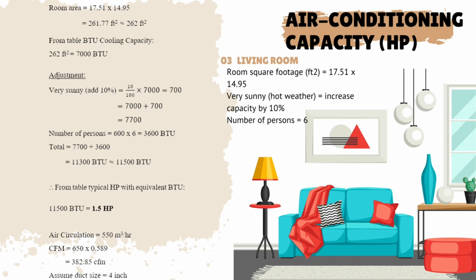For the installation in the living room, the area was 262 square feet and the BTU cooling capacity is 7000 BTU. For the adjustment, we get 11,500 BTU and the BTU requirement with the specification of the air conditioner is 1.5 horsepower, while for the air circulation is 382.85 CFM.